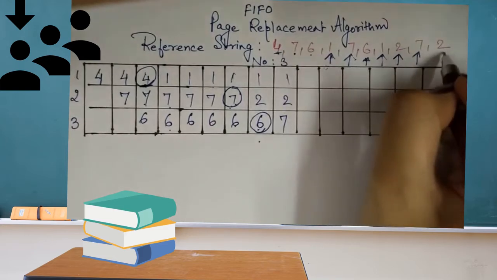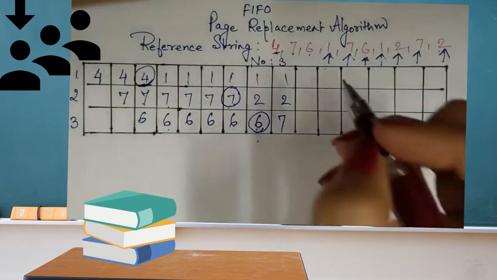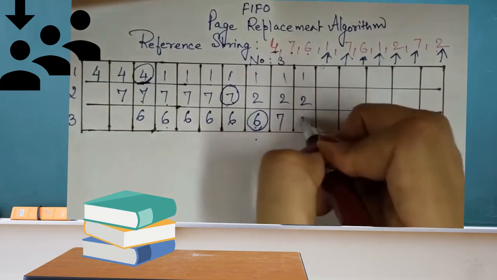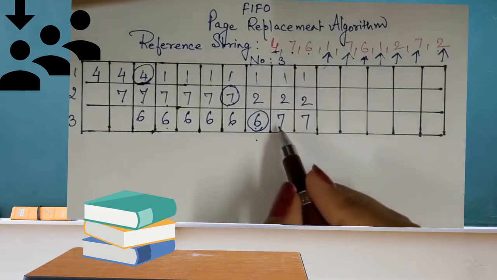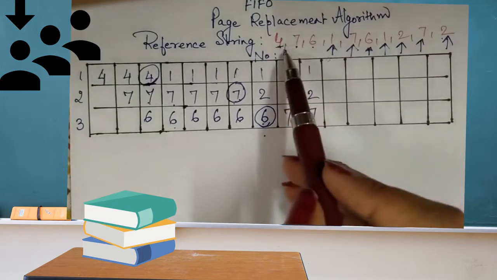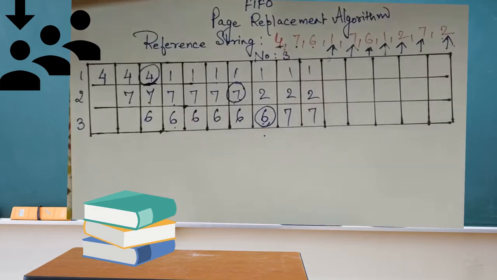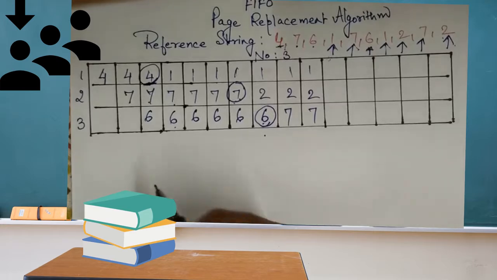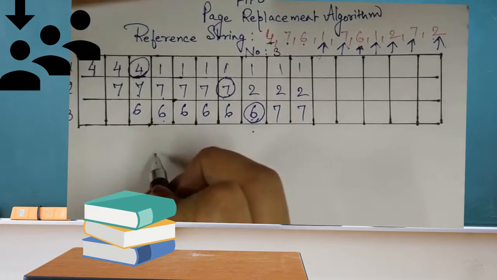The next element is 2. We see that 2 is already present in the memory, so no replacement is made. We will not be making any replacement. So we have traversed the entire string. There is one thing that we need to be careful of: how many page faults and how many page hits we are making.